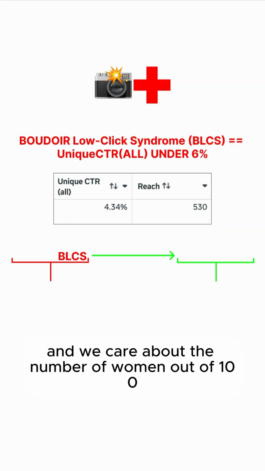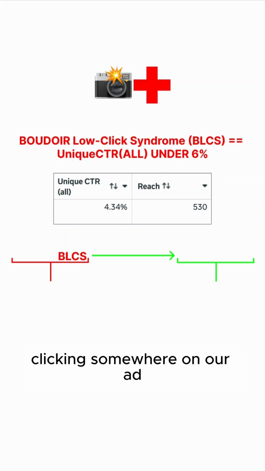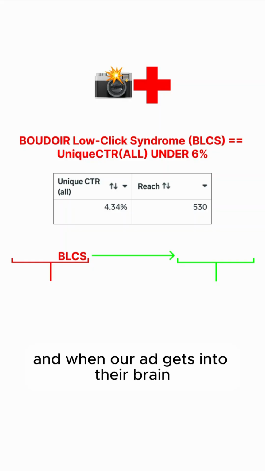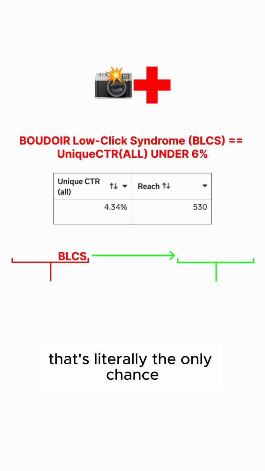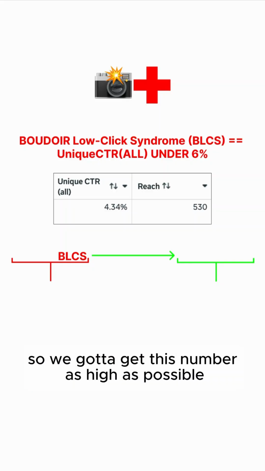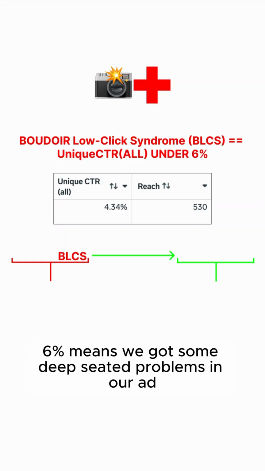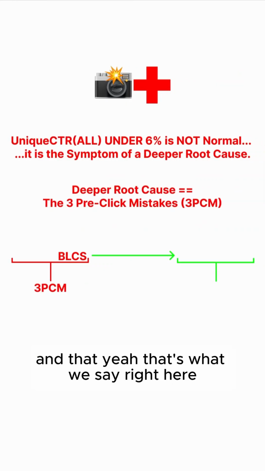And we care about the number of women out of 100 clicking somewhere on our ad because then we know our ad got into their brain. And when our ad gets into their brain, that's literally the only chance we have at them buying from us. So we've got to get this number as high as possible, definitely above 6%, because 6% means we've got some deep-seated problems in our ad. And yeah, that's what we say right here.